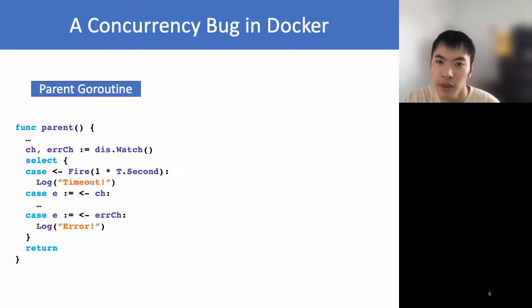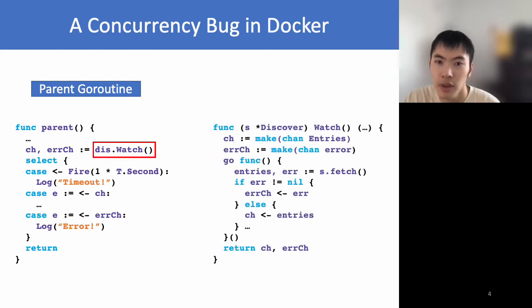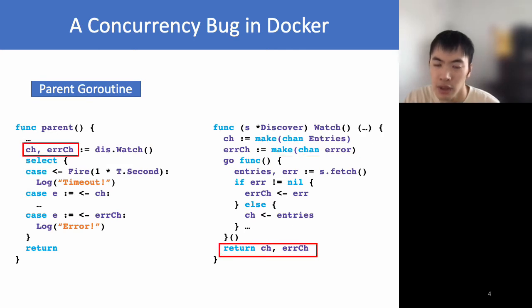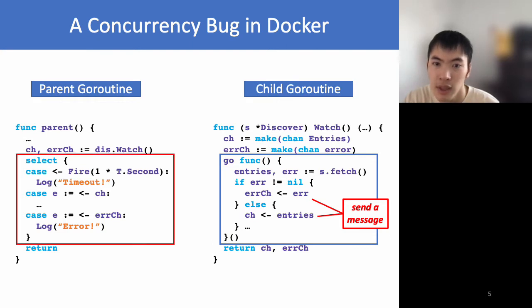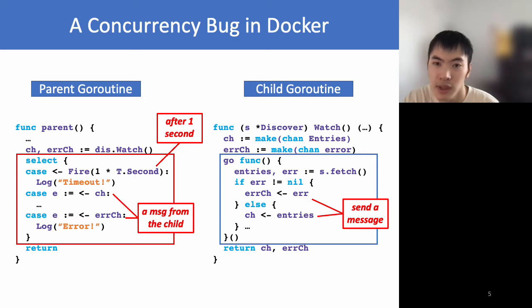Let me show you a concurrency bug in Docker. The parent goroutine makes an indirect function call. The called function creates two unbuffered channels and returns the two channels to the caller. Moreover, the function creates a child goroutine. The child goroutine first calls a function, then depending on the return value, it sends a message to one of the two returned channels. In the meanwhile, the parent goroutine blocks at a select statement until it either receives a message from a timeout after 1 second or receives a message from one of the two returned channels.